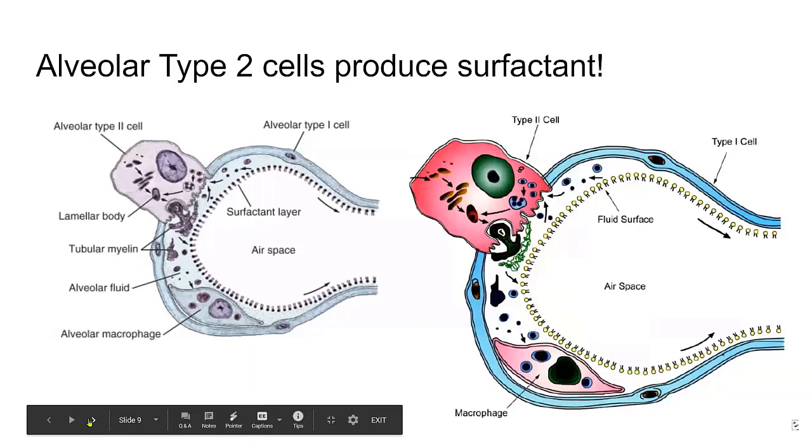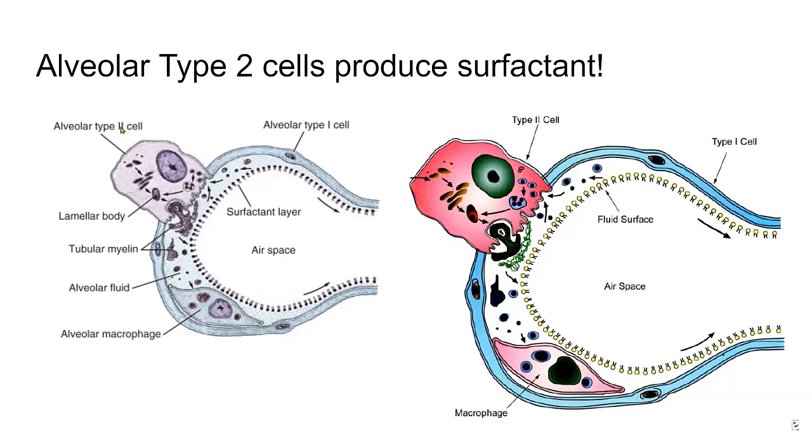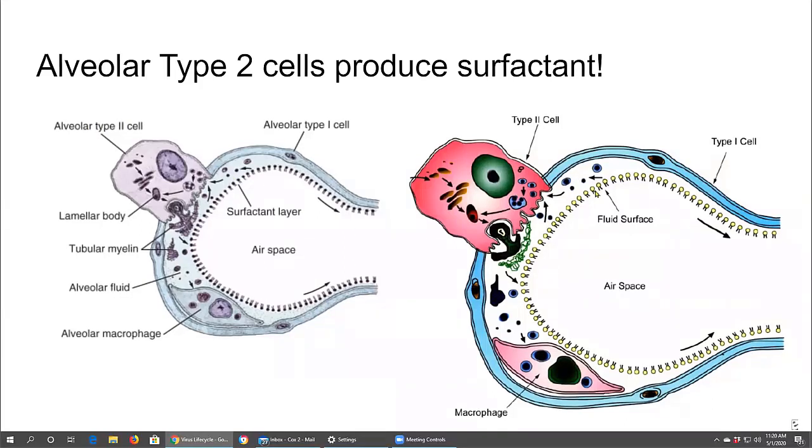Okay, here we go. The type 2 cells. These are lung cells. I probably should have just said lung cell type 2, but the specific name is alveolar type 2 cell. In this diagram, you can see alveolar type 1 cell, alveolar type 2 cell. This is the same picture twice, but they have different pluses and minuses. So I'll start with this one and then I'll go to the second one.